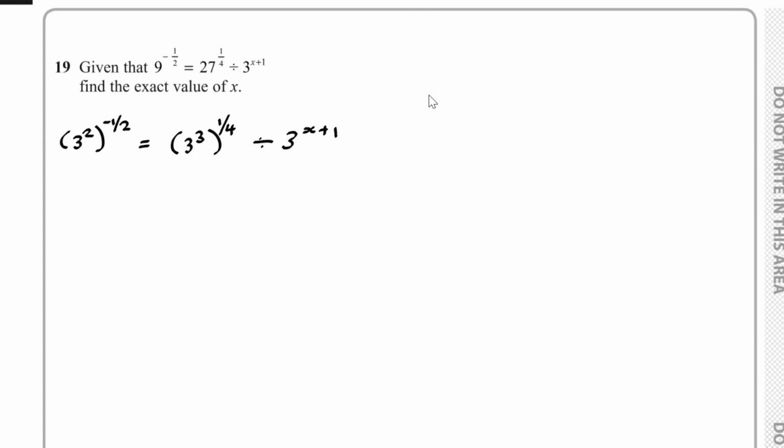We have to use the law over here that, first of all, a to the power of m to the power of n is equivalent to a to the power of m times n. So 3 to the power of 2 to the power of minus 1/2, that's the same as 3 to the power of 2 times minus 1/2, which is minus 1. And this is equal to 3 to the power of 3 times a quarter, so we have 3 quarters. And then we divide this by 3 to the power of x plus 1.